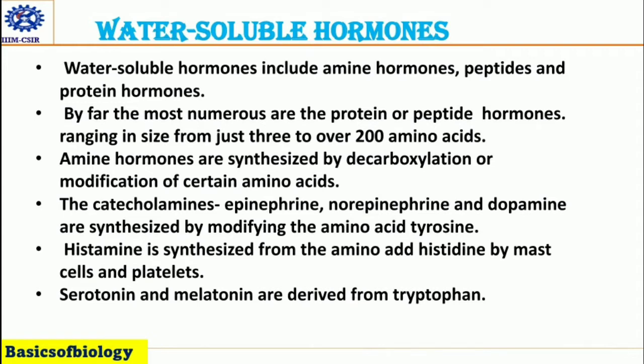The catecholamines, epinephrine, norepinephrine, and dopamine are synthesized by modifying the amino acid tyrosine. Histamine is synthesized from the amino acid histidine by mast cells and platelets. Serotonin and melatonin are derived from tryptophan.